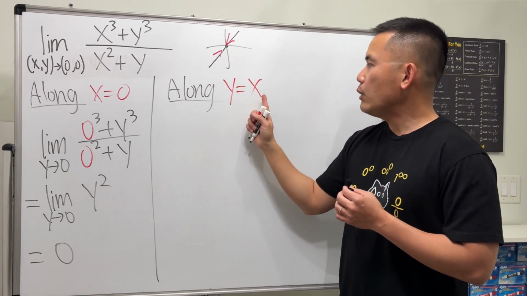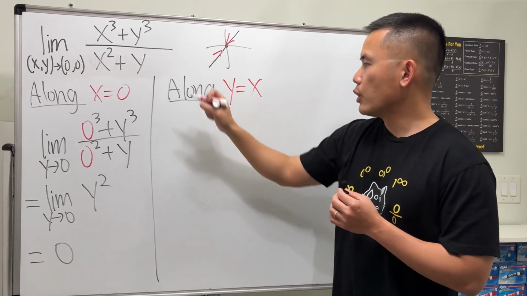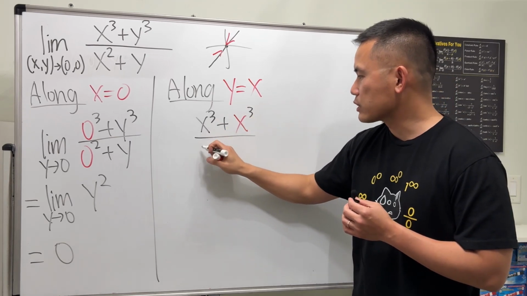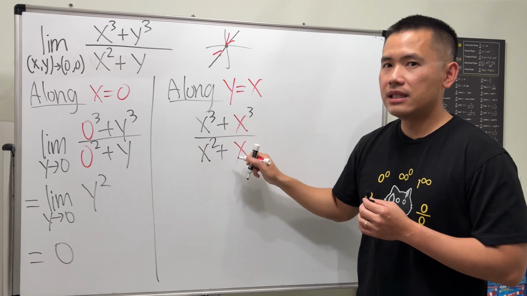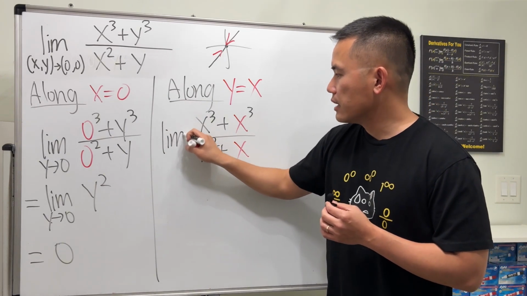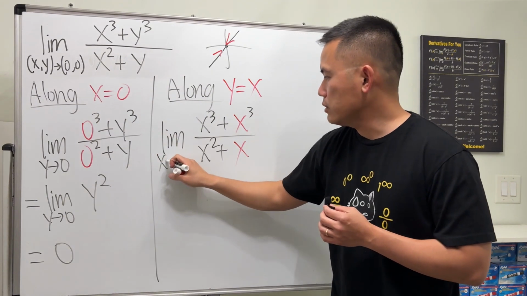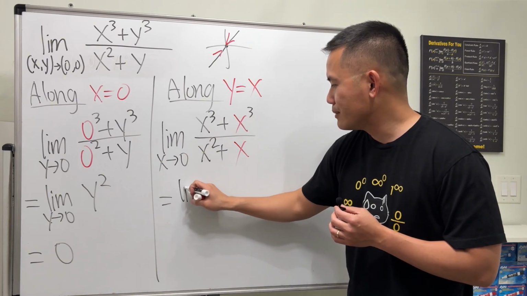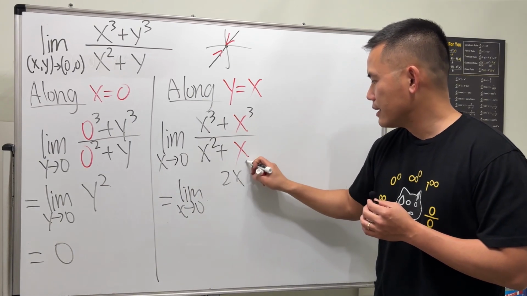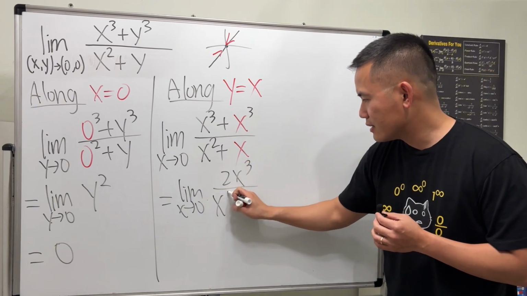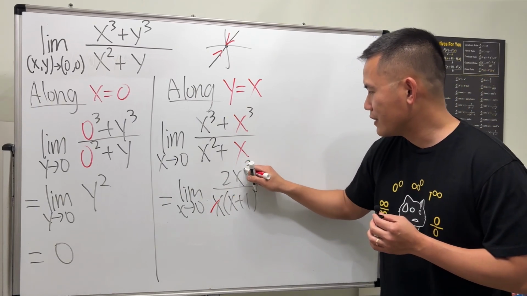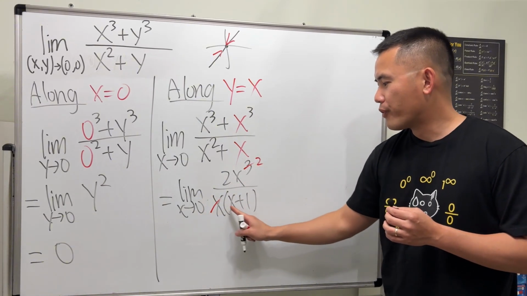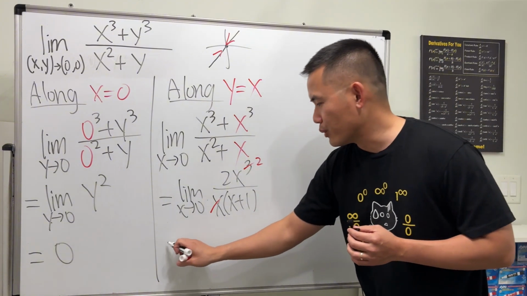So what I'm going to do is plug in x into the y's here. So we will have x cubed plus x cubed over x squared plus x. So this expression is all about just x. So that's the limit as x approaches 0. And let's see, that's 2x to the third power on the top. On the bottom, I can factor out x, and then perhaps I can reduce one of them out. And if I put 0 into here, we have 2 times 0 on the top over 1. 0 over 1 is just equal to 0.